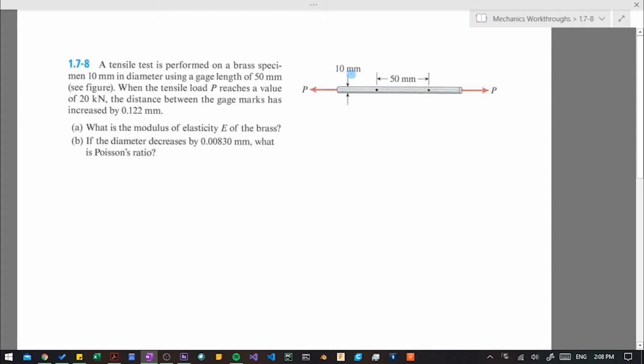All right, so here we have a rod made of brass and we are pulling on it. And we start with two marks that are 50 millimeters apart. And as we pull on it, those marks get farther apart, not very much. They don't move much, but it is measurable, and we can use this information to find the modulus of elasticity, which you remember is the slope of the stress strain curve before the proportional limit.